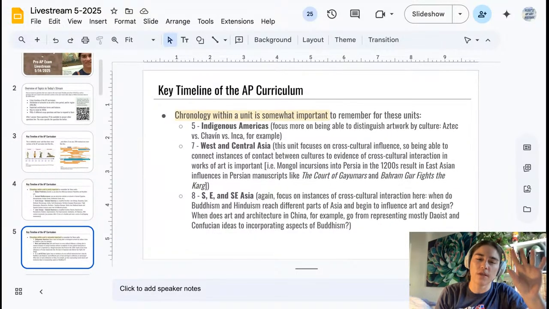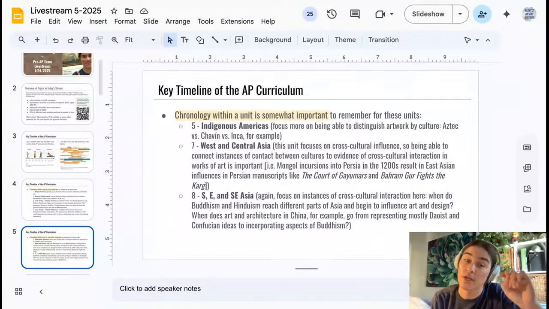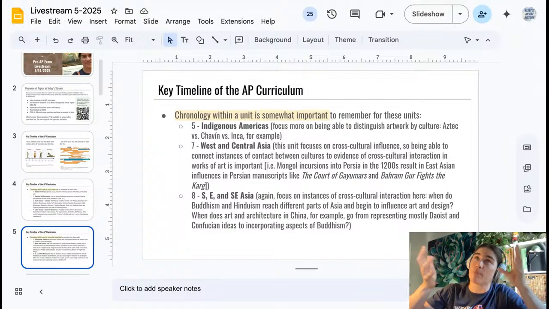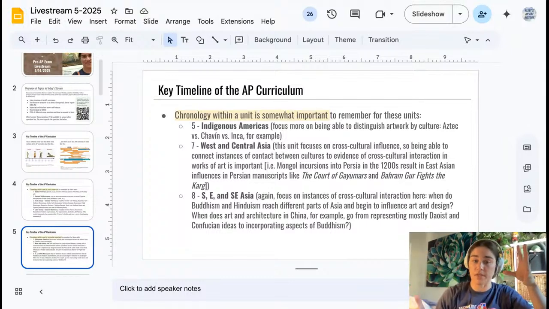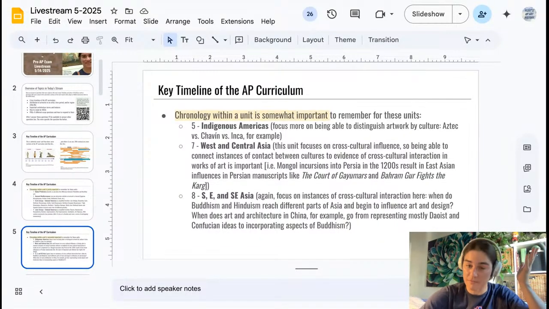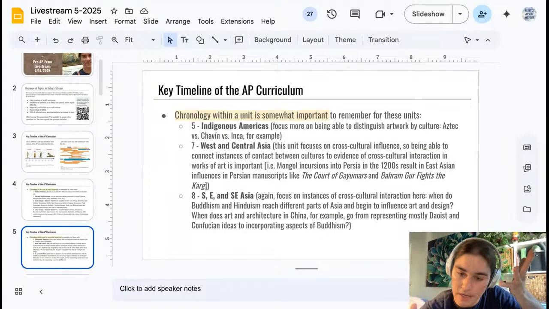So for Unit 8, again, I would focus on instances of cross cultural interaction and think a little bit more broadly about what these influences are in terms of religion, right? So think about when Buddhism and Hinduism reach different parts of Asia and begin to influence art and design. Think about, for example, when Buddhism is influencing different parts of China, right? Like with the funeral banner of Lady Dai, right?